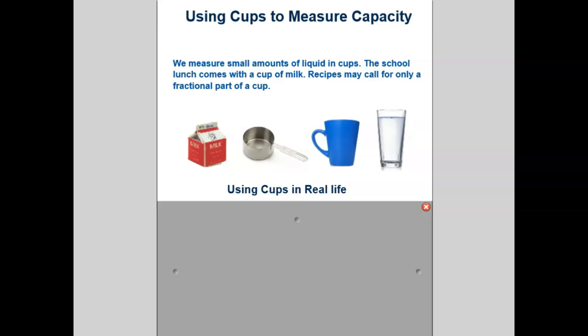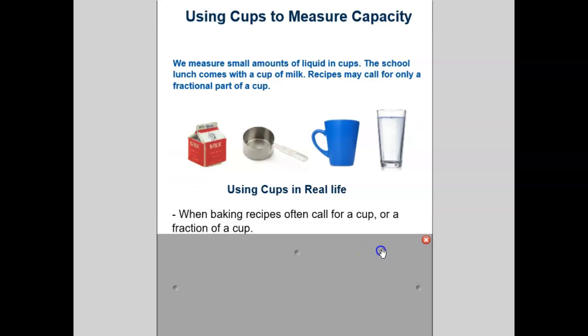Third graders, I want to talk a little bit about when we would use each unit of measure. So we measure small amounts of liquid in cups. For example, the school lunch comes with a cup of milk. We know that sometimes recipes may call for only a fractional part of a cup, like half a cup or a quarter or 3/4. Would you pause the video and think of some ways we'd use this small amount of liquid in real life? When would we use cups in real life? Write them down.